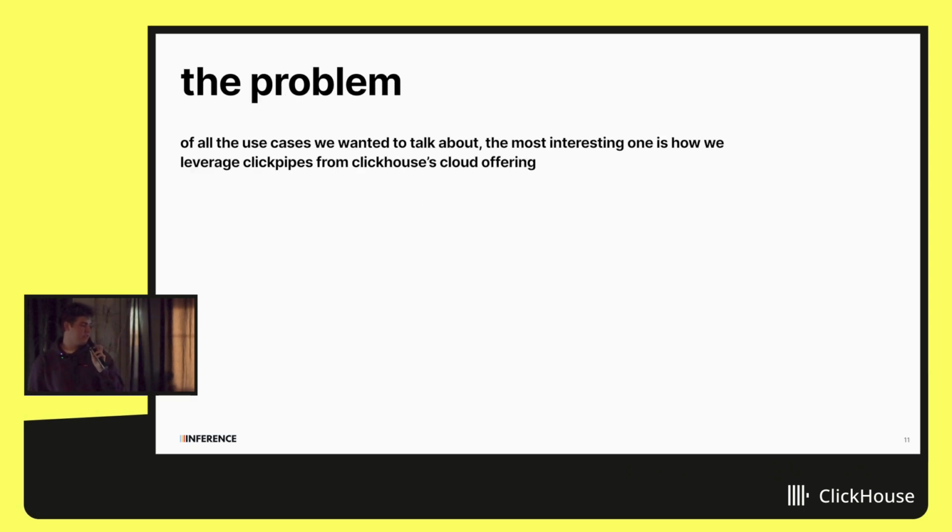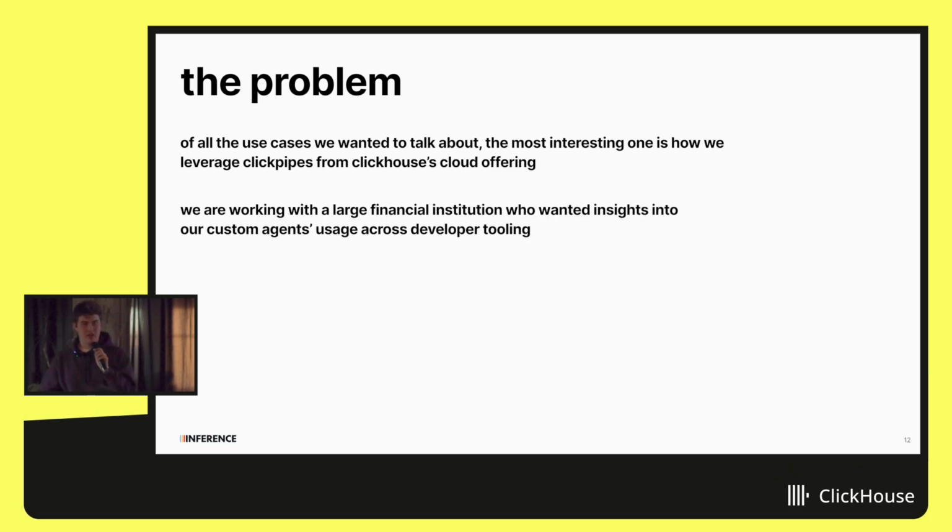The main problem that I wanted to talk about, I guess the most interesting one, is how we're using ClickPipes to take data from an S3 bucket, R2 in this case, put it into ClickHouse, and then build views on top of it. We're working with a large financial institution. They have some coding agentic stuff they're working on. There was a custom model involved that we worked on. And then they wanted to actually get some insights into what their engineers are using it for, where we can retrain the model to make it better for them, and sort of what their costs are on this.